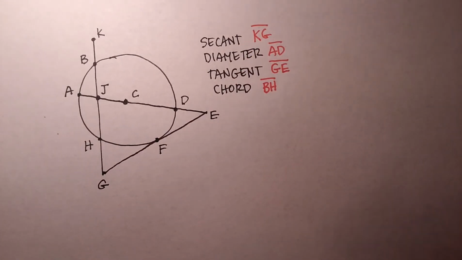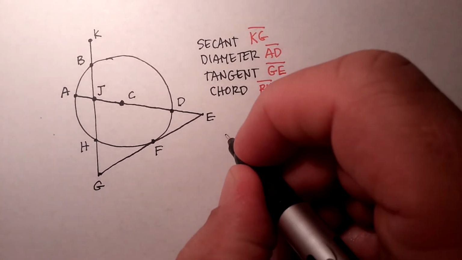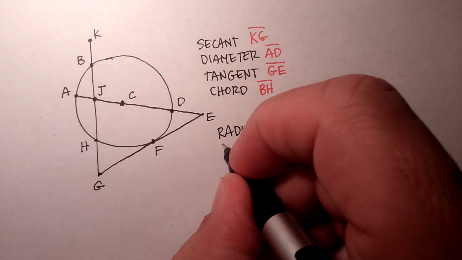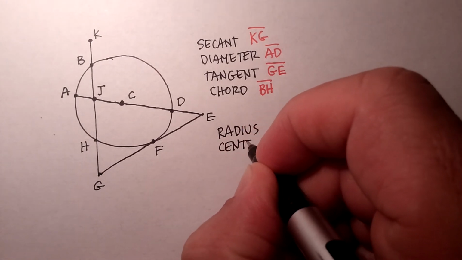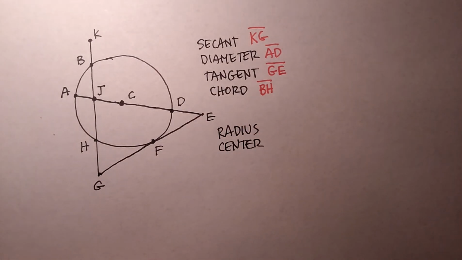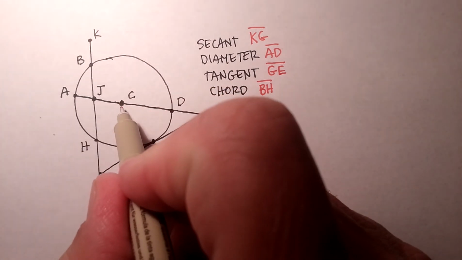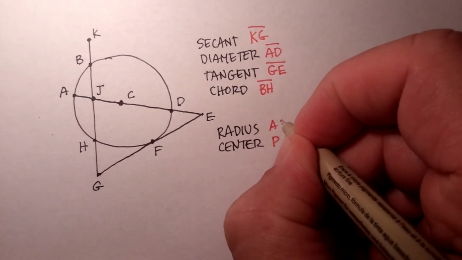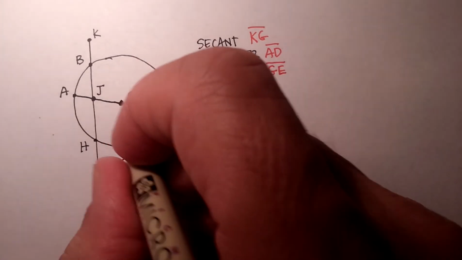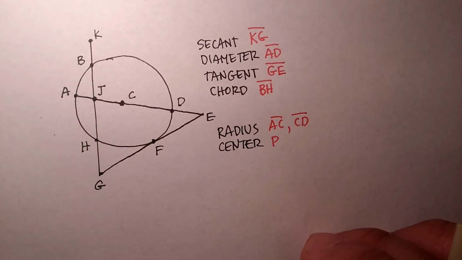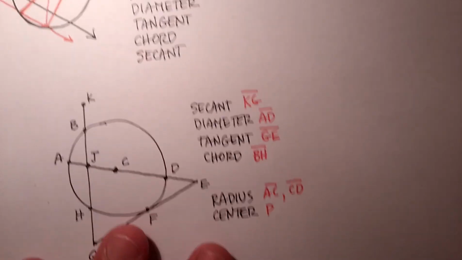If you want to do some more, what's the radius? Find a radius. Find the center. Okay. The center would be point P. A radius could be line segment AC. Could be line segment CD. All those would be radii. Okay, I hope that was helpful in terms of describing the different parts of a circle. Okay, make sure you know them.